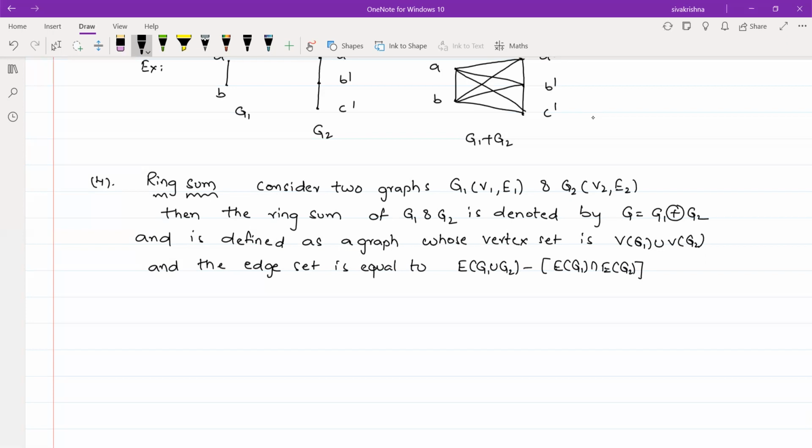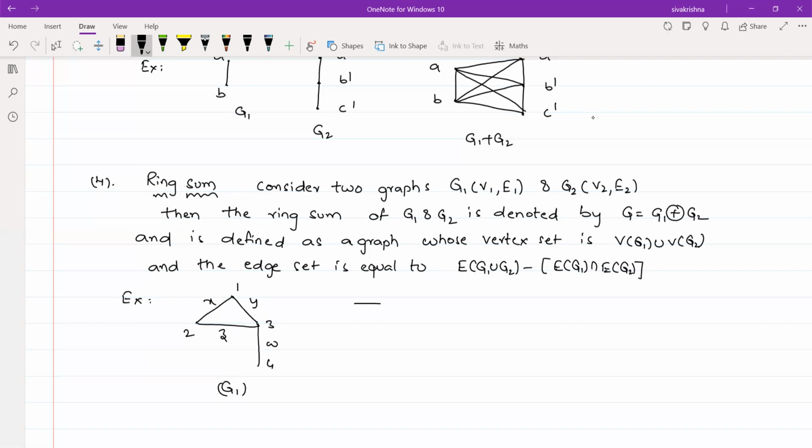For understanding, I am giving you one example, and this is the example I am drawing. This is graph 1, and I am naming the vertices: this is vertex 1, this is 2, this is 3, and this is 4. Here I am also giving the names of the edges. This is X, this is Y, this is Z, and this is W. So this is graph 1.